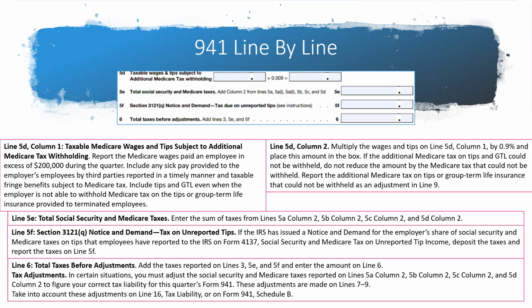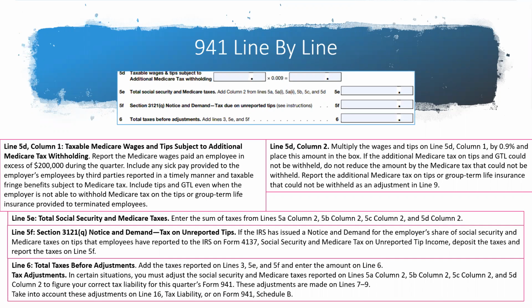Line 5F is a notice and demand for tax due on unreported tips. So if the employer has received from the IRS a notice and demand for employer share of Social Security and Medicare taxes on tips that employees have reported to the IRS on Form 4137, then you must put that on line 5F of your Form 941, and you're responsible for paying that amount in taxes.